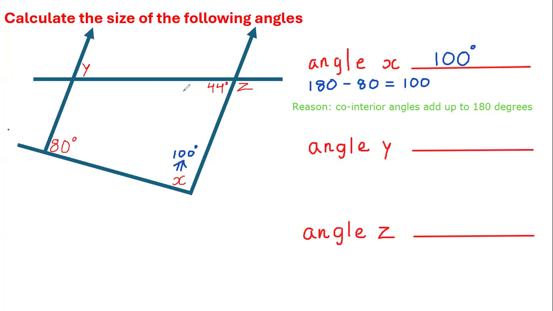How are we going to get y? Any ideas? I may be wrong, but since 44 is next to C, doesn't it make C 44 degrees? No. Anyone else want to try? Mr. Petit, is it 44 because it's on a straight line? No, no, no. Anyone else want to try?